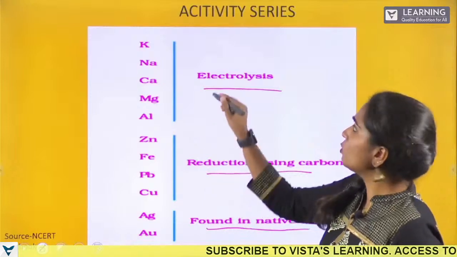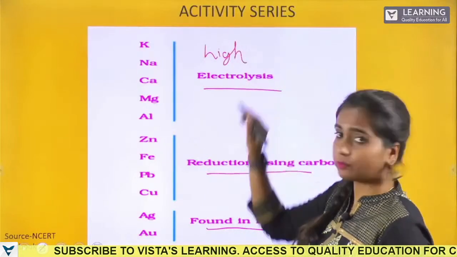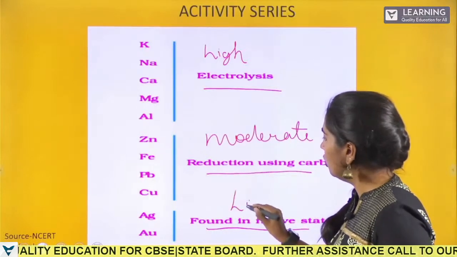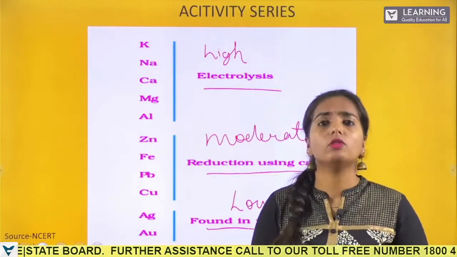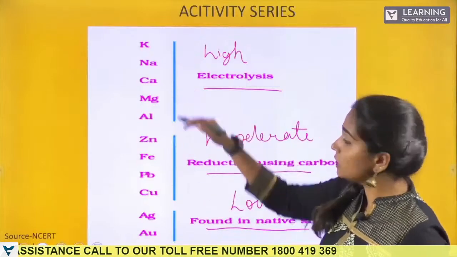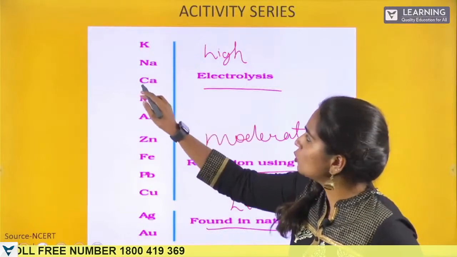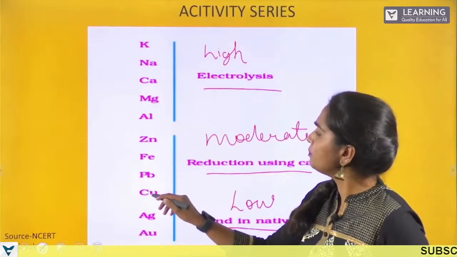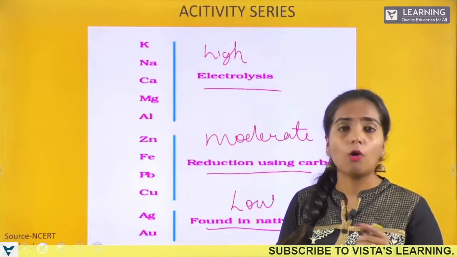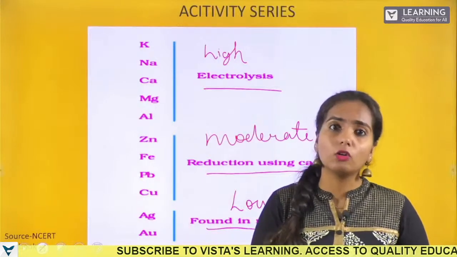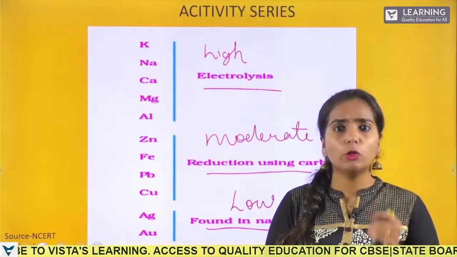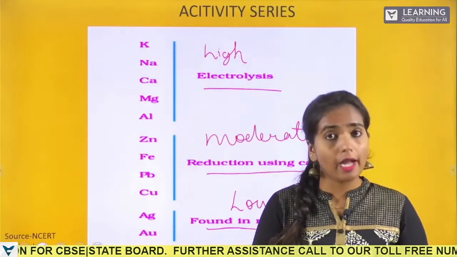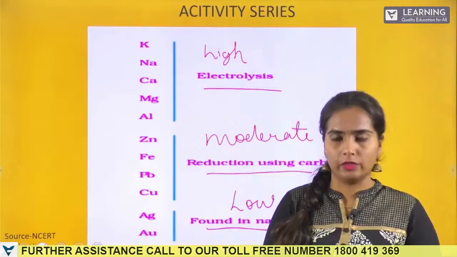You can term these as high reactivity, moderate reactivity, and low reactivity. Students, you have to remember this table so that you can classify into three different categories. Potassium, sodium, calcium, magnesium and aluminium come under high reactivity, followed by zinc, iron, lead and copper under moderate reactivity, and the last ones, silver and gold, are low reactivity. You have to remember this table to know which kind of reactions happen.